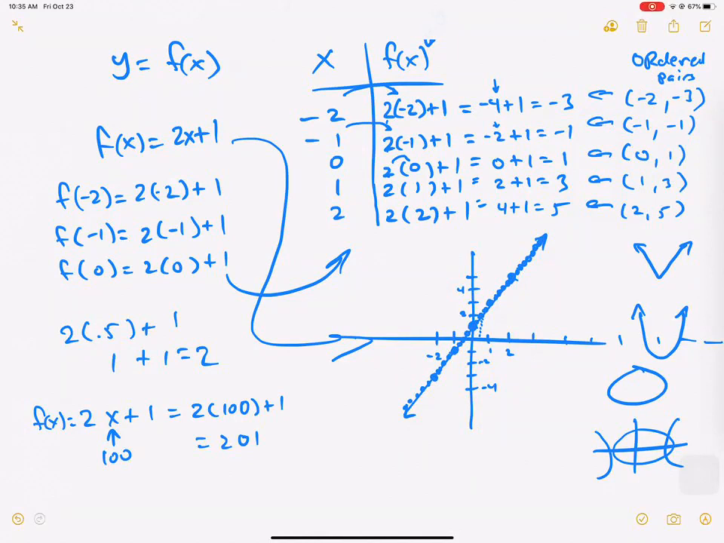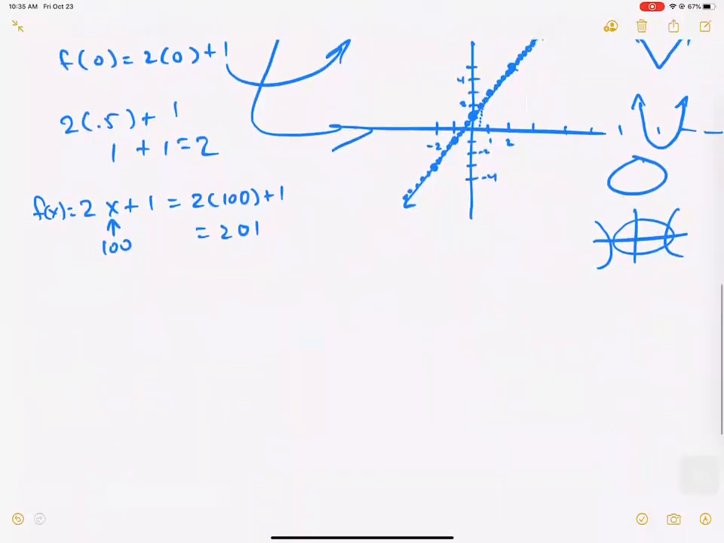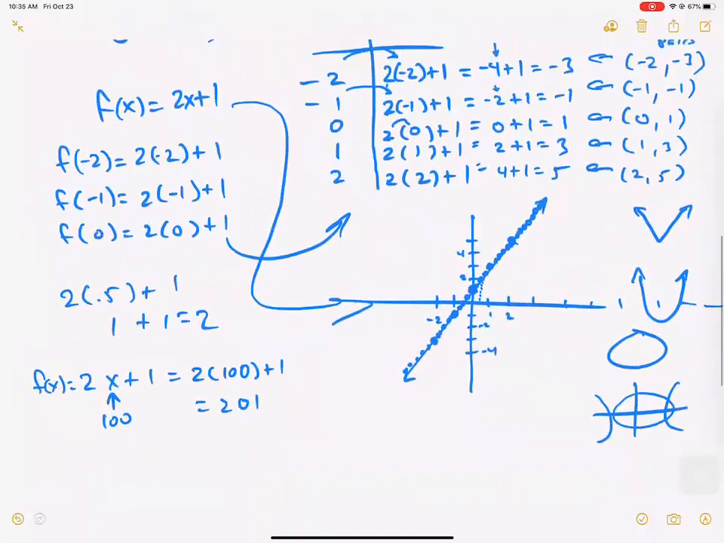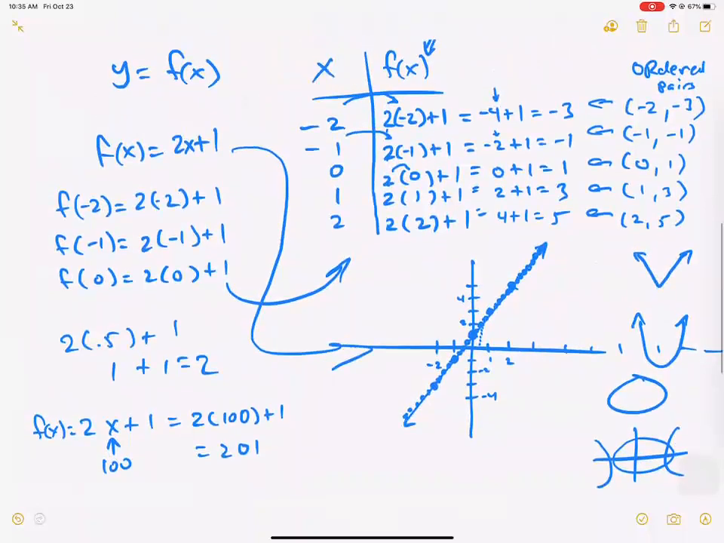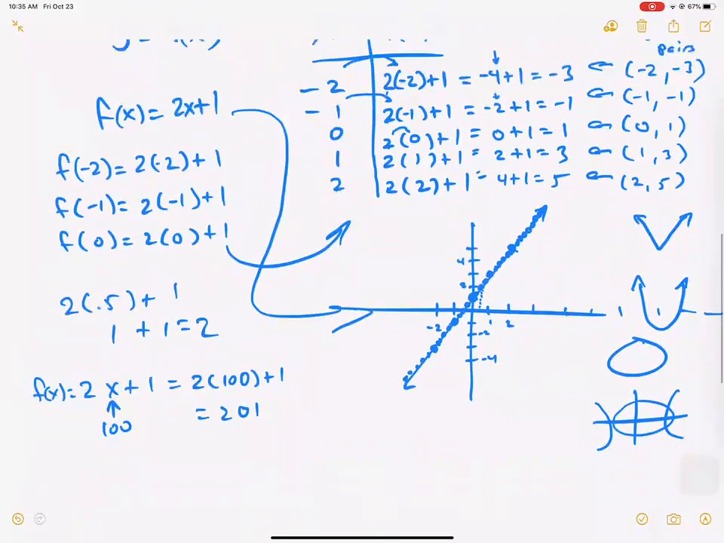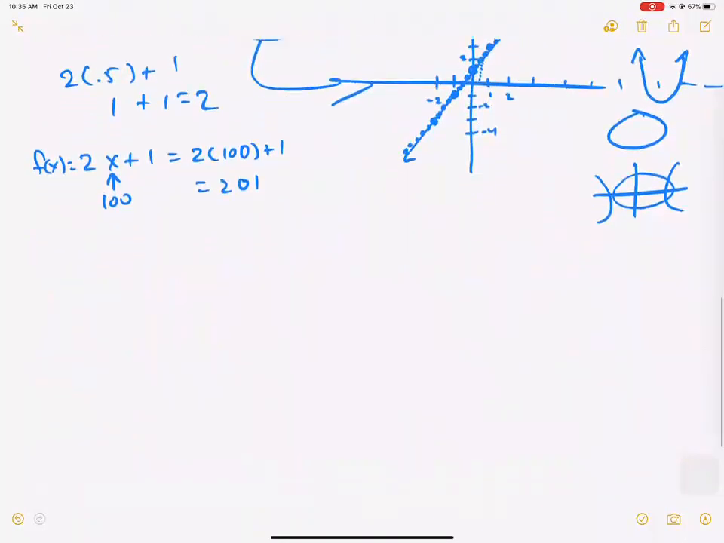Okay. So pretty much this is the idea of what we're doing for your IXL homework. You're going to look at graphs, you're going to look at points, and you're going to write them out in a table. Okay? Look at graphs, look at tables, and we're going to go back and forth with them.